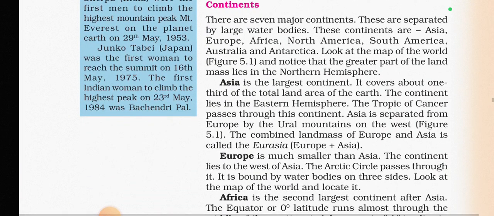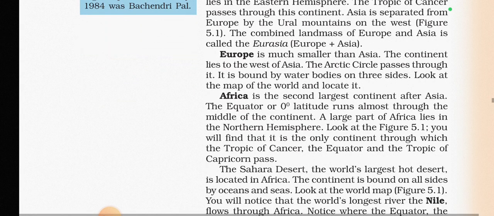And now moving ahead, Africa. Africa is the second largest continent after Asia. The equator, or 0 degree latitude, passes almost through the middle of the continent. A large part of Africa lies in the northern hemisphere. In the same way, from 0 degree to 90 degree in the north is the northern hemisphere, and 0 degree to 90 degree in the south is the southern hemisphere.